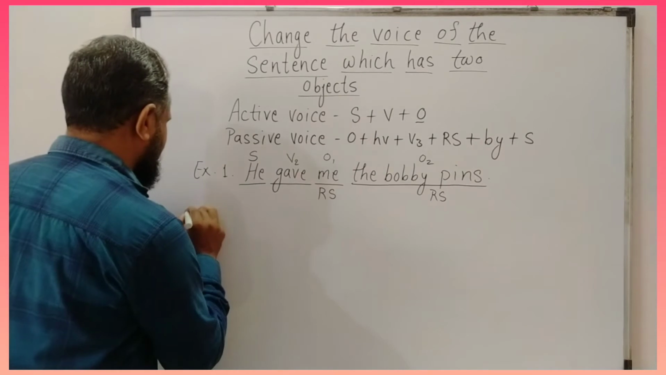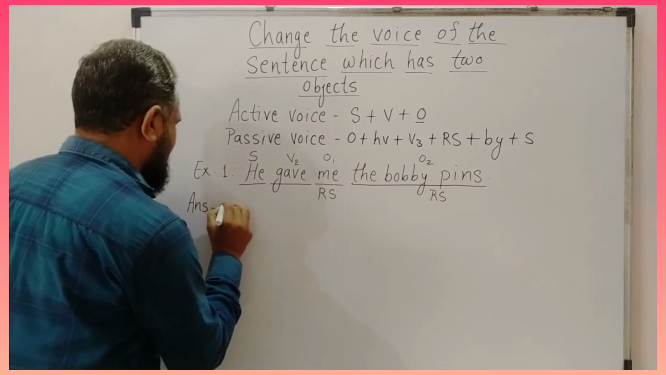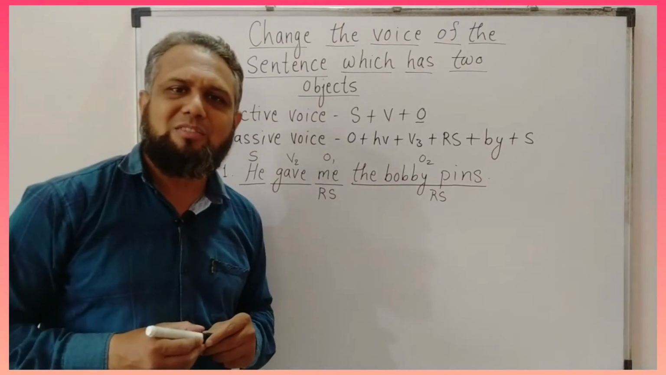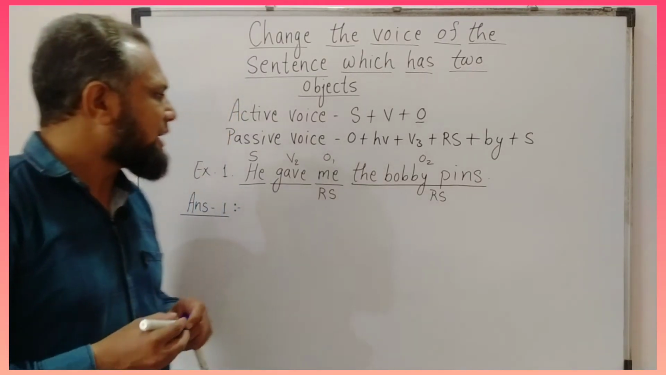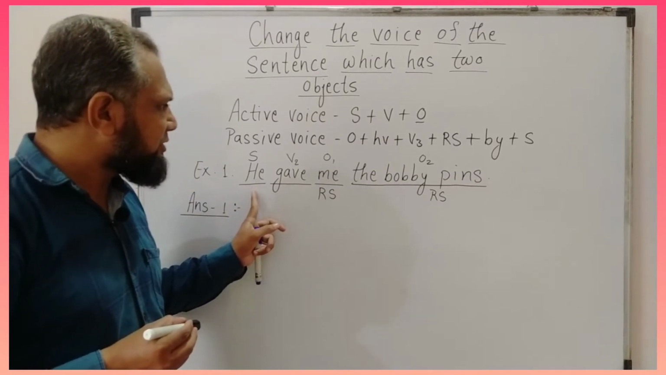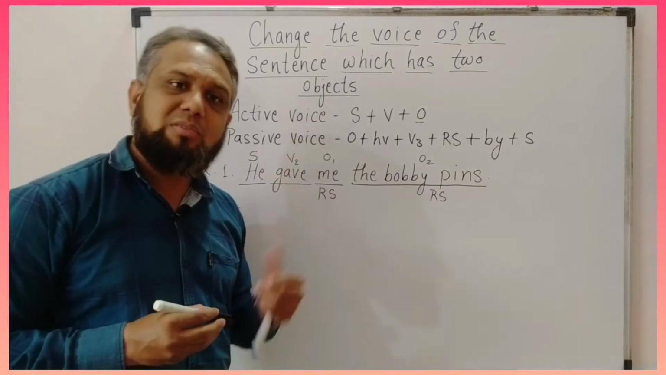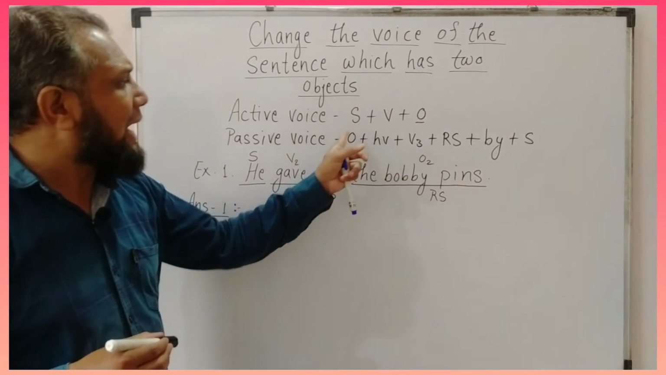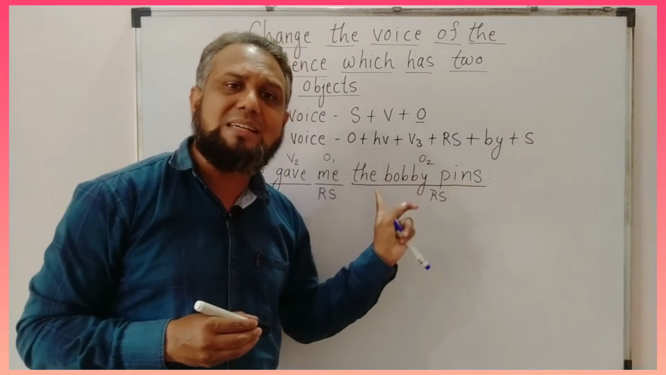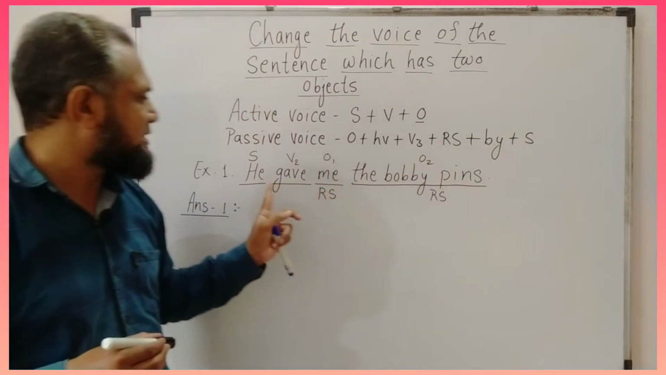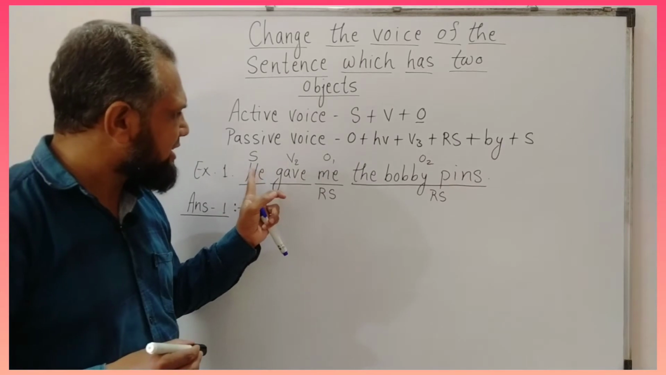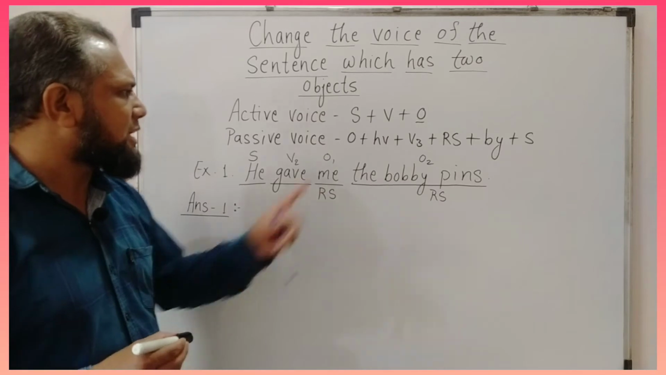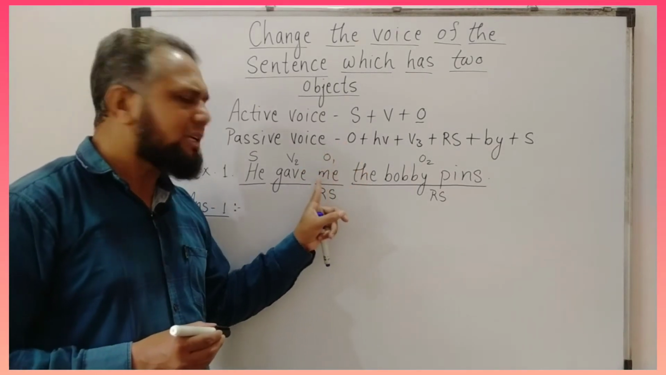Now we will write both the answers. Now in the first answer, if we consider me as object, therefore we will consider the bobby pins as the remaining sentence, and we will apply this formula because this is an assertive sentence. So in the first sentence we will consider me as object. So we will start with the object following this formula. And what is the object? Me.